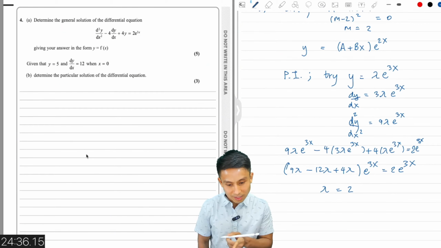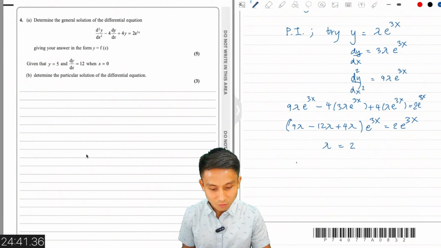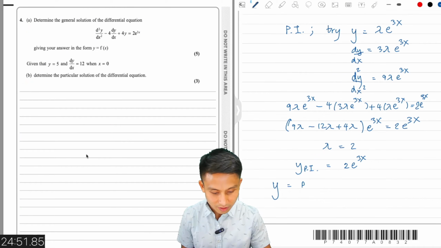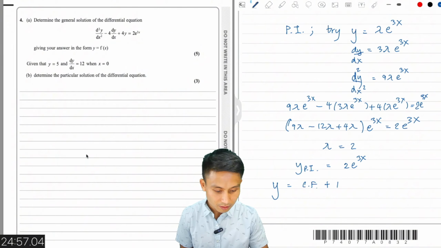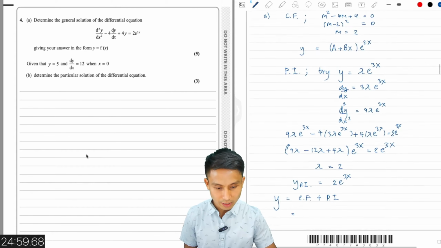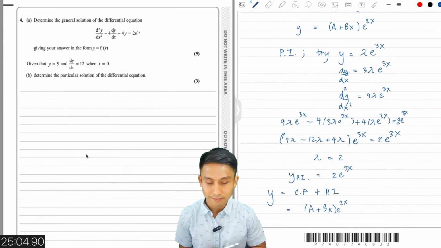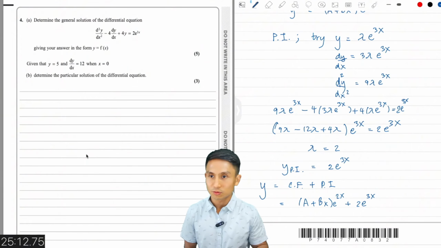Let me see. Minus 3, yep, I think I'm happy with that. So just lambda equals 2 there. That means the particular integral would be y equals 2e to the 3x. So the general solution is when you add those two together. So it would be a plus bx, e to the 2x. That's the complementary function. And then plus 2e to the 3x. That would be it, the general solution.